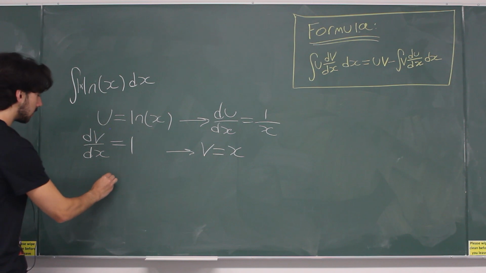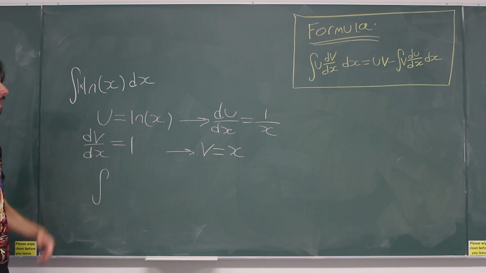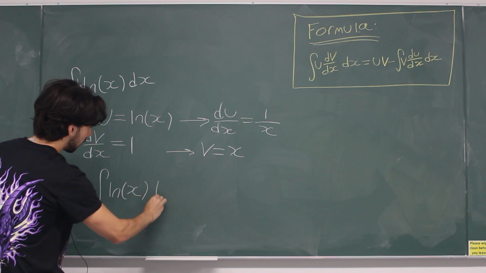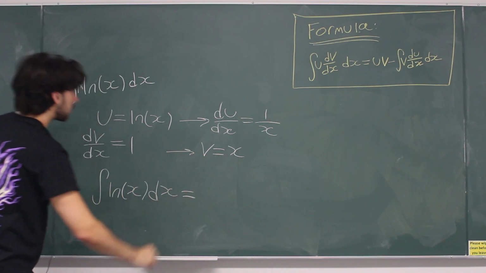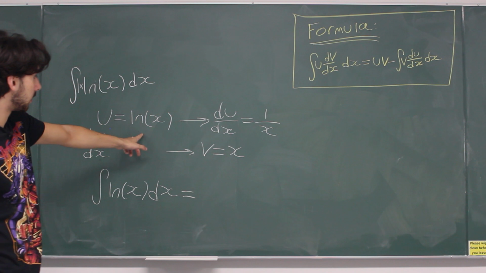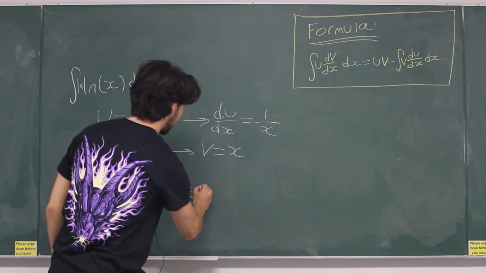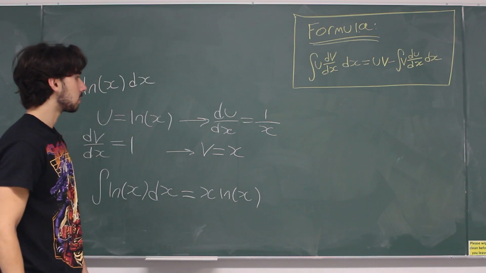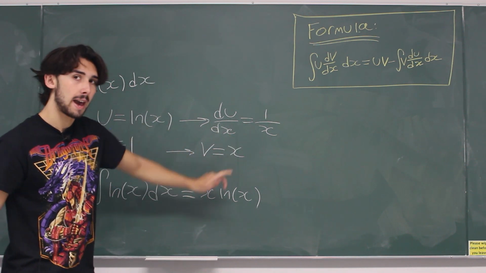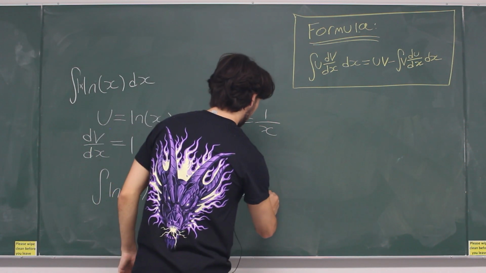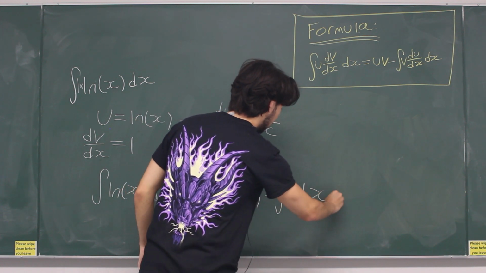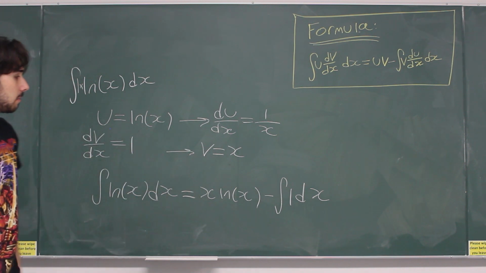Anyway, we then go into the integration by parts formula, and we have that the integral of the natural log of x is u times v, so the natural log of x times x. I'm going to write that as x ln x, minus the integral of 1 over x times x. What is 1 over x times x? It's exactly the number 1. 1 over x times x is the number 1.